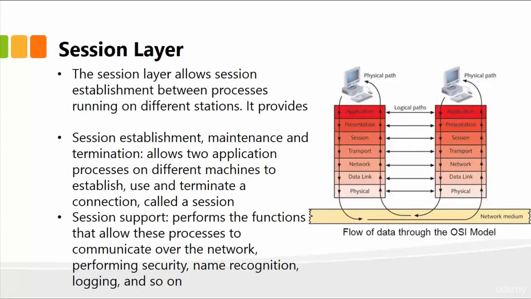The next layer is the session layer. It simply allows establishment between processes running on different stations. So it provides session establishment, maintenance, and termination, allowing two application processes on different computers to establish, use, and terminate a connection, hence called a session. So this is the logical session between one computer and the other computer. It also performs the functions that allow the processes to communicate over the network, performing security, name recognition, logging, and so on.